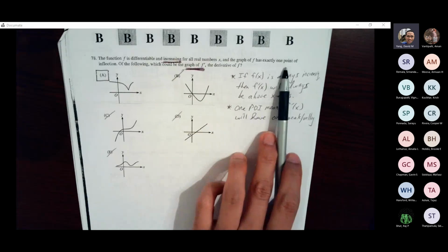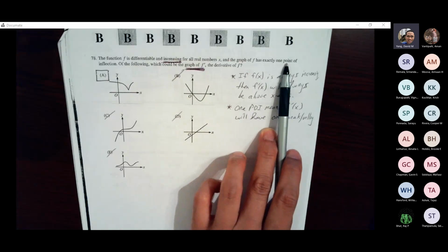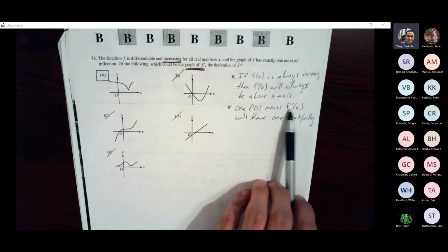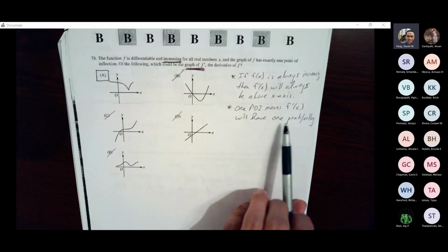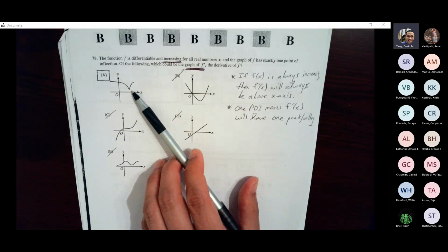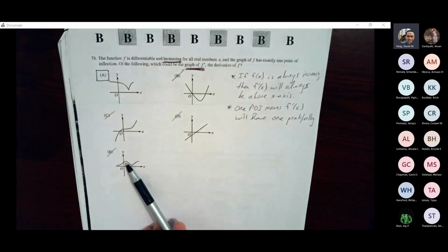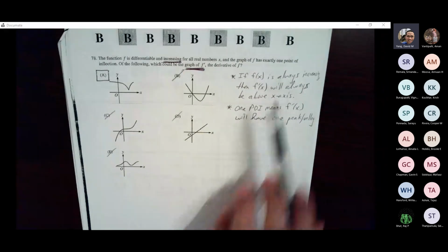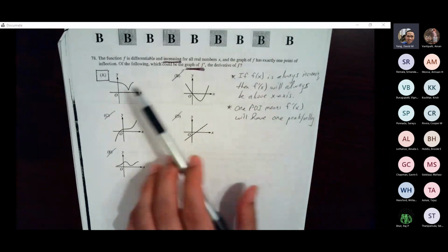Okay. But we're also told that there's exactly 1 point of inflection, and a point of inflection on f means only one peak or valley on the f prime graph. So here, there's only one valley. Here, there are multiple, right? I see one peak and one valley. That's more than this restriction allows. So answer choice A.